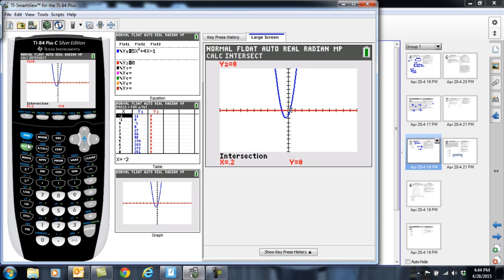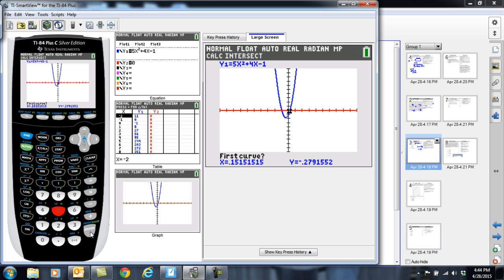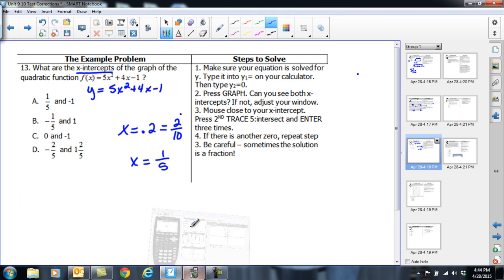So let's do the other one. I'm going to go second trace, option 5. I'm going to hit enter twice. And then I'm going to arrow over so that I'm next to the other intersection over here on the left. And I'm going to hit enter my 3rd time. So now my intersection equals -1. So now I also have the x equals -1. So my two solutions are at 1/5 and at -1.